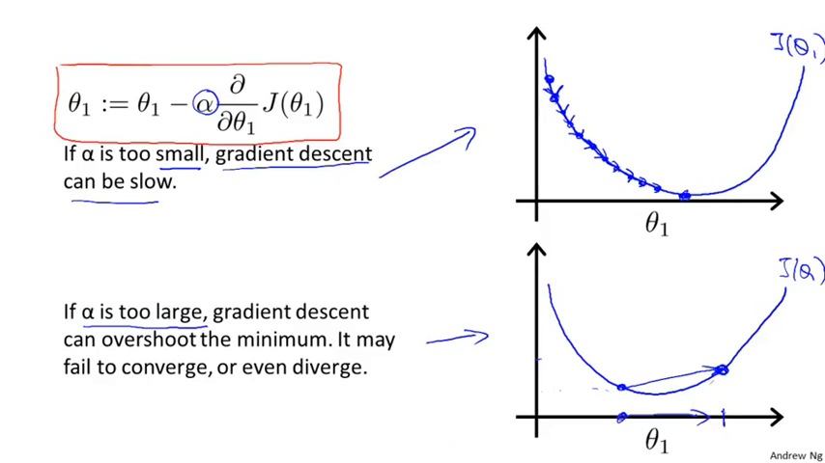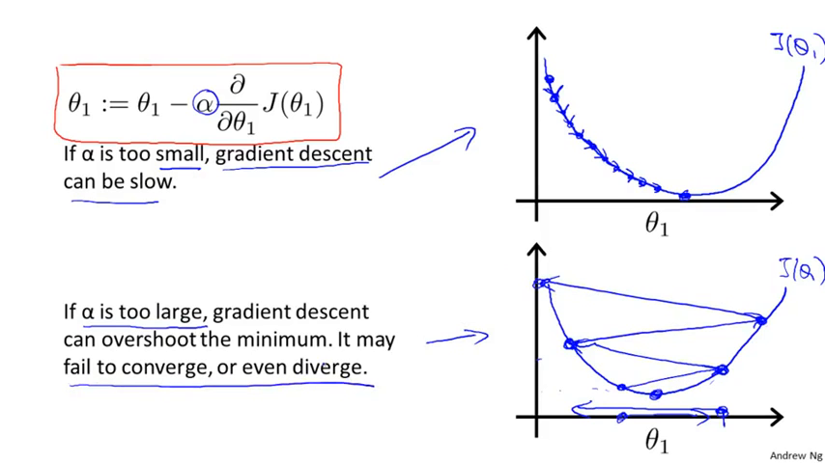It says I should decrease theta. But if my learning rate is too big, I may take a huge step going from here all the way out there. So I end up going out there, right? And if my learning rate is too big, I can take another huge step on the next iteration and kind of overshoot, and so on, until you notice I'm actually getting further and further away from the minimum. And so if alpha is too large, it can fail to converge or even diverge.